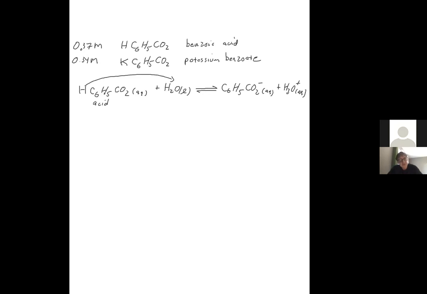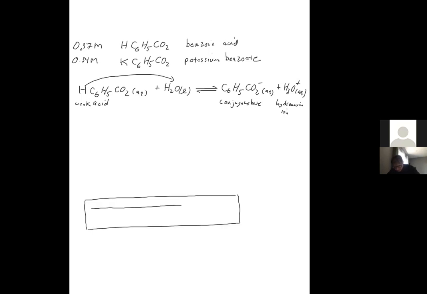So we have benzoic acid. Now, this is not the only way to do it. You could also do the reverse of it. You could take the potassium benzoate and react that with water, but that's okay. We're gonna do it this way, all right? So take your weak acid and you're gonna react it with water to form your conjugate base and your hydronium ion. Okay, now what they want us to do is to fill out this table. So I'm going to recreate this table here. And they had a little bit of a problem making it look nice.